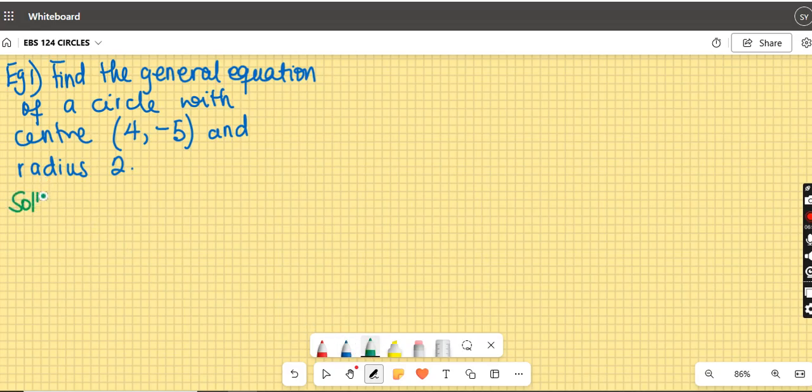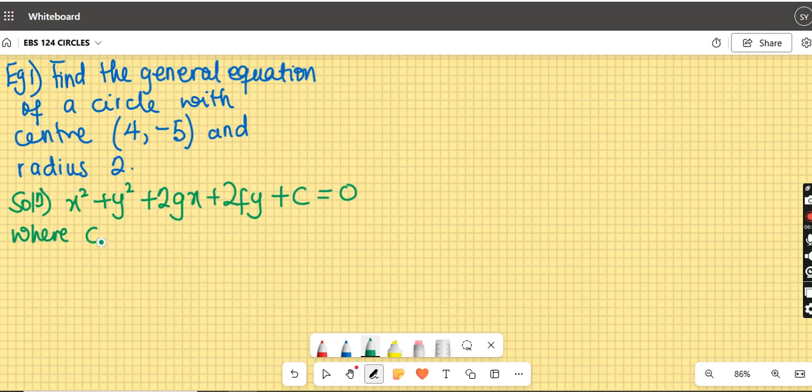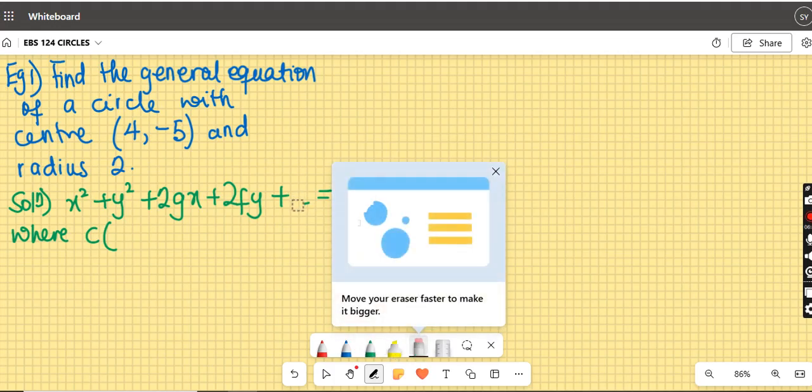So for our solution, let's quote our general equation. x² + y² + 2gx + 2fy + c = 0. Where the capital C is the center. This is a small c. Perhaps it's not clear. Let me make it small.